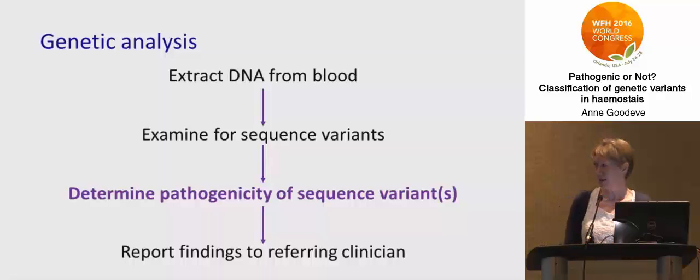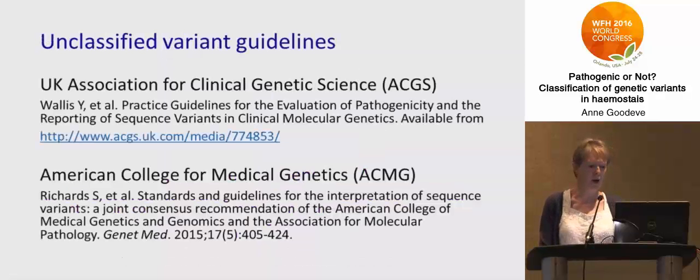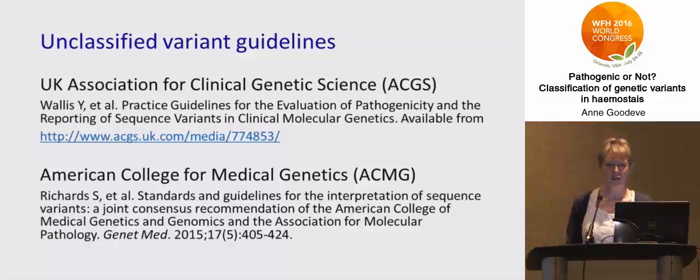So this is the standard process for genetic analysis. Generally we extract DNA from blood samples, examine that DNA for sequence variants using our method of choice, and then we need to determine the pathogenicity of the variants that we've identified, which can be the tricky part, and then try to report those findings to the referring clinician.